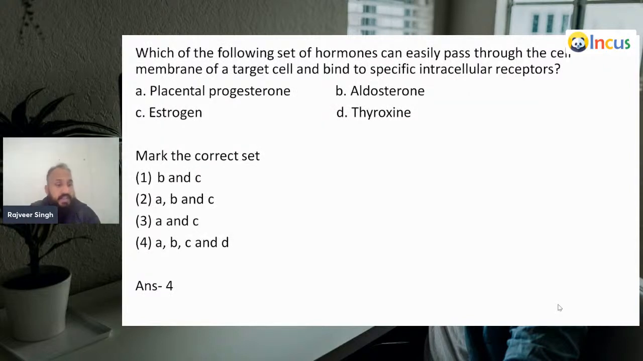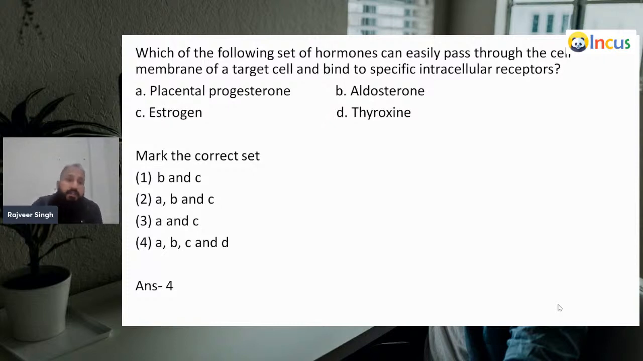Next one is a very good question. This question is asking about specific intracellular receptors, right? Which of the following sets of hormones can easily pass through the cell membrane of a target cell and bind to a specific intracellular receptor? Placental progesterone, aldosterone, estrogen, thyroxine. Yes, among them, if we mark the correct set, all of these are correct. So the answer will be the fourth.